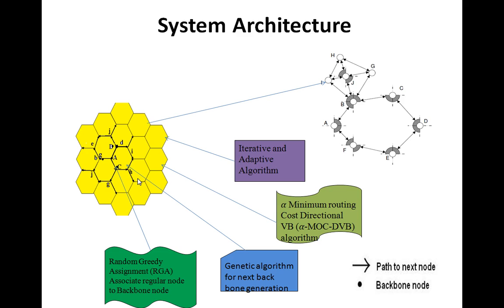Then I am using an iterative and adaptive algorithm, which is used for constructing a virtual backbone, and also for constructing a limited number of virtual backbones. Then a genetic algorithm, which is used for next backbone generation. Then a random greedy assignment algorithm, which is used to associate regular nodes to backbone nodes. Finally, the alpha minima routing algorithm, which is used for transmitting the data from source to destination in an efficient manner.